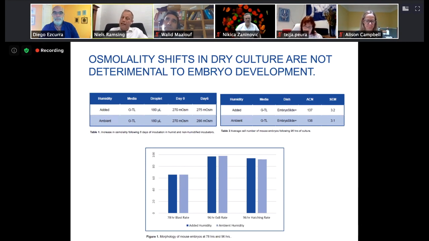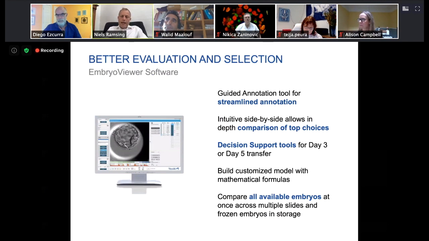In fact, there's a lot of commercial media that are sold with starting osmolalities above 290 milliosmol. This has been validated by cell counts of the embryo, and it's been validated with blastocyst rates, expansion rates, and hatching rates for mouse embryos, and numerous studies also with human embryos. So I believe we have a very safe and very efficient system for embryo development, which also has been shown in several comparative studies. So that's culturing the embryos.